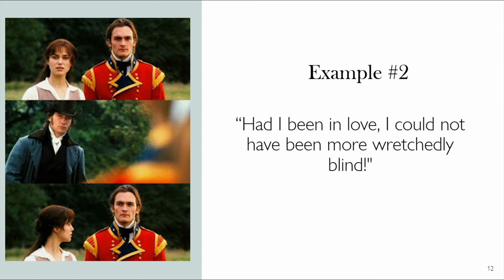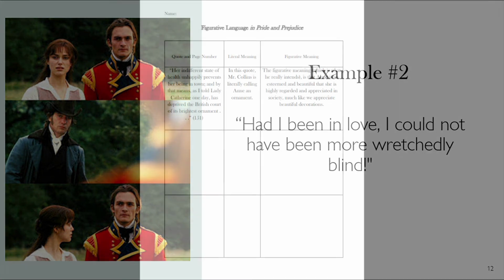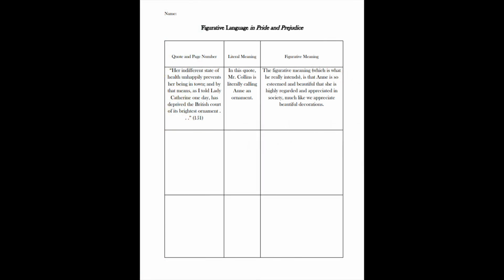Now, I would like you to analyze some figurative language in the novel. Scan through the book and find two examples of figurative language. On your paper, write the quote and the page number, then write what the quote literally means, like how Collins literally called Anne an ornament, and what it figuratively means. Collins was actually calling Anne beautiful.